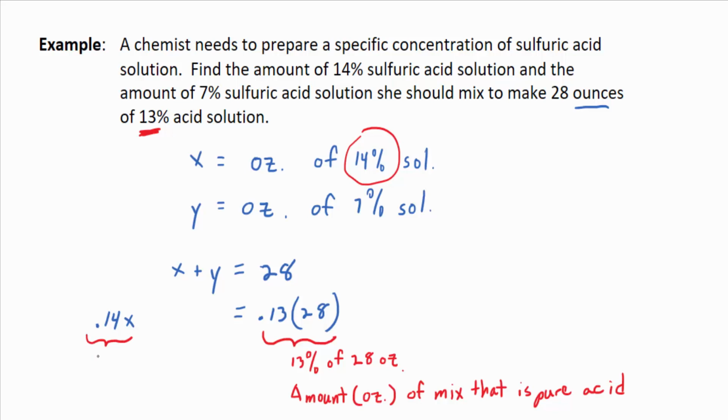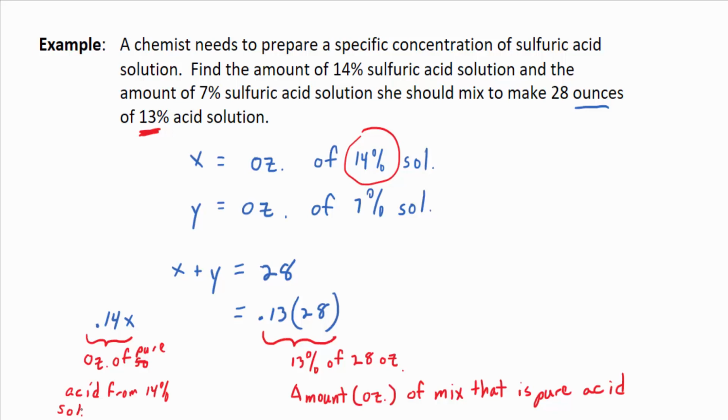And let's highlight what that is. That's the ounces of pure acid that you need from the first solution or the 14% solution. But it's measured in ounces, right? We don't measure in percent. The amount is in ounces.